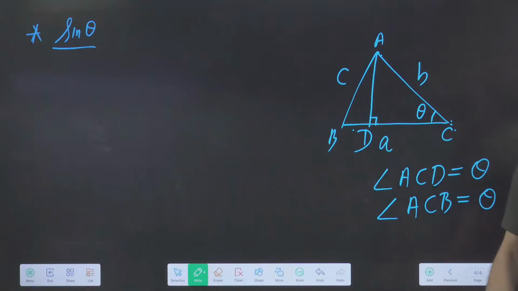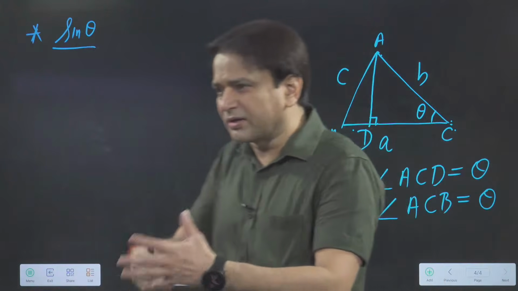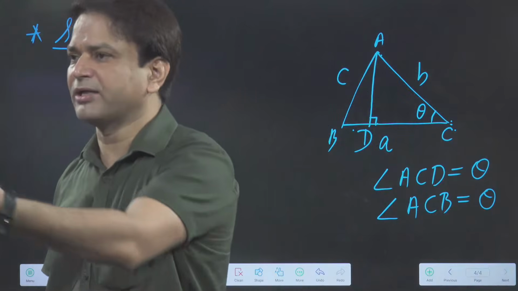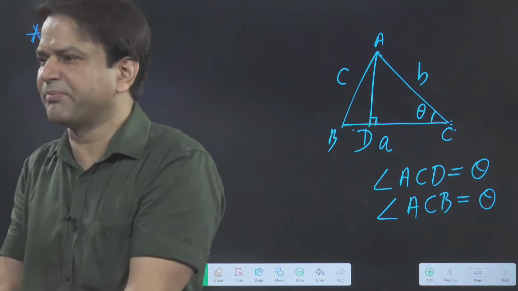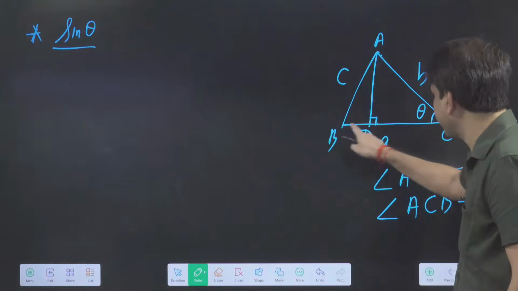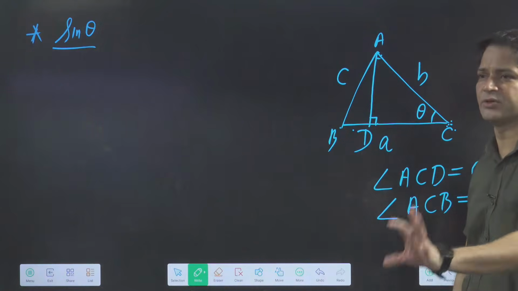Theta. So I am finding the sine theta whether using the triangle ACB, or I find the sine theta by using the triangle ACD. That has the same meaning. Okay. Because ultimately either I am taking ACB or ACD, that angle is what? Theta.